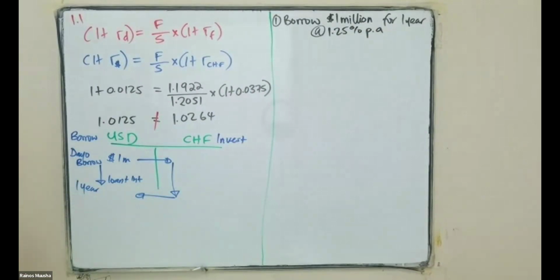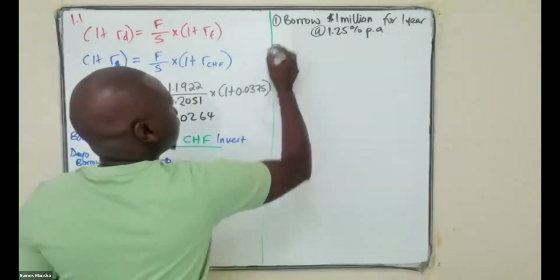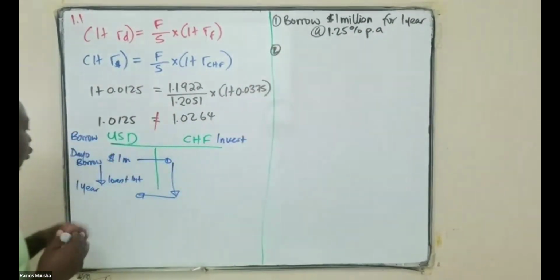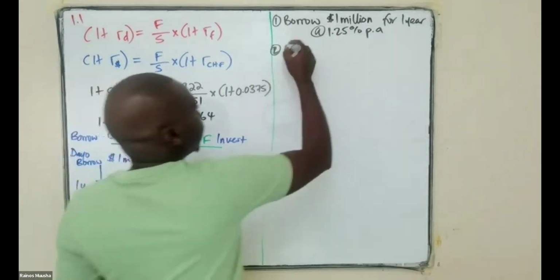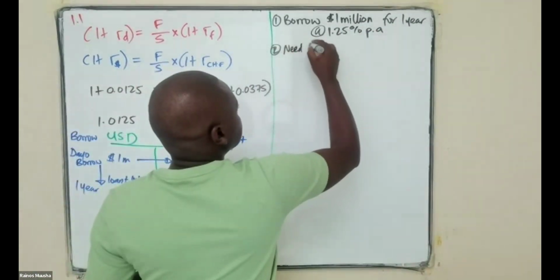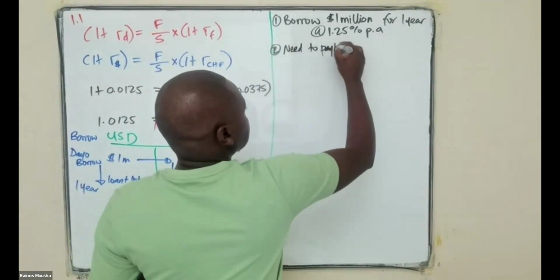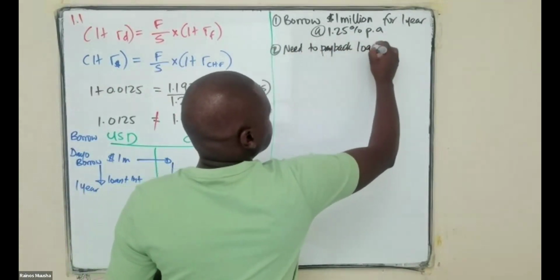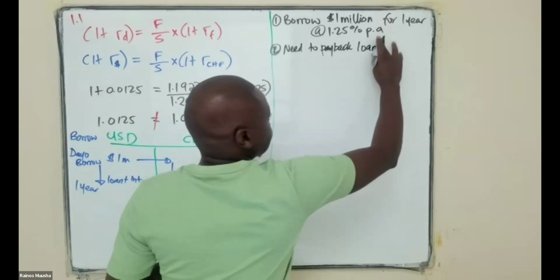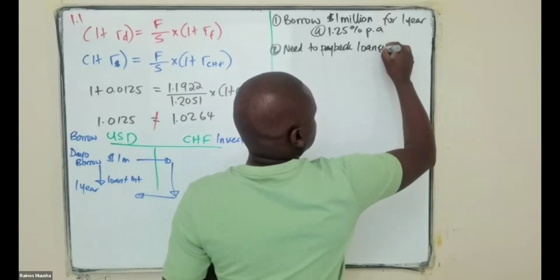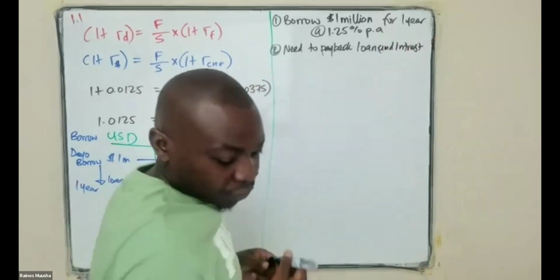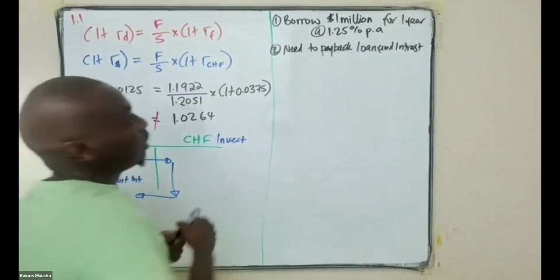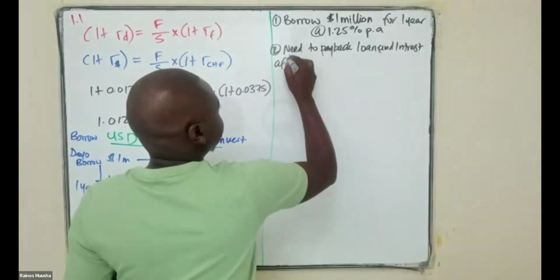Now, remember what we see as well. If we borrow 1 million US dollars, what's going to happen? We need to pay back the loan plus interest after 1 year, isn't it? So which means we need to pay back the loan plus interest after 1 year.